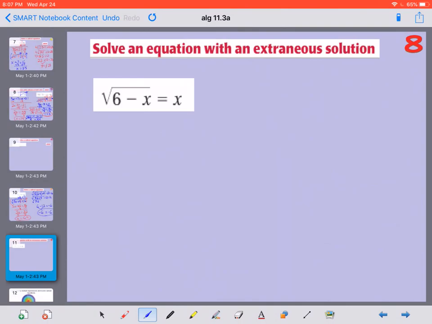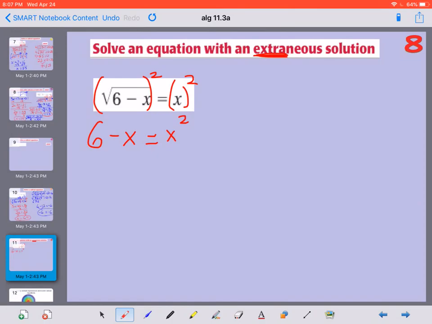Alright, last problem. It says solve an equation with an extraneous solution. Now we haven't seen this word before, but this word has the word extra in it. So that's going to mean that this problem is going to have an extra solution. So what I see is a radical on one side and nothing on the other. So I want to get rid of that radical, so I'm going to square both sides. That's going to give me 6 minus x equals x times x, which is x squared.